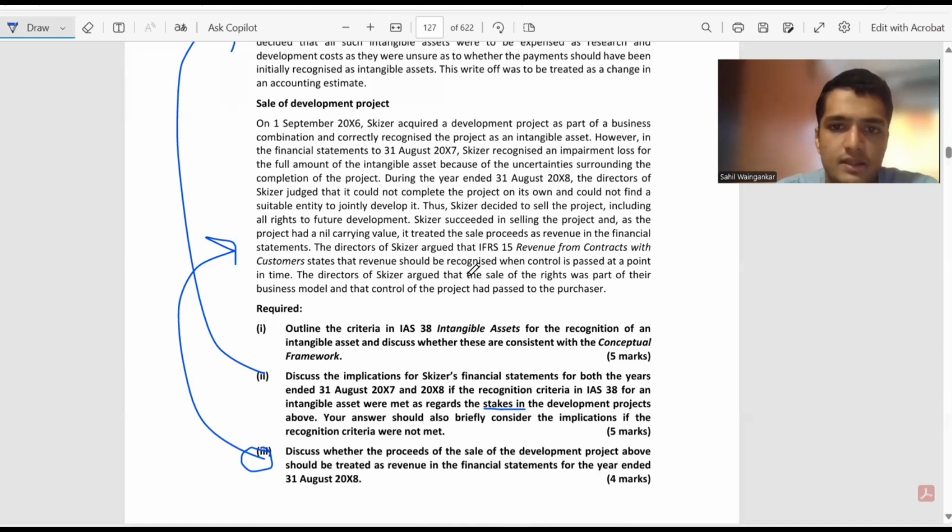The directors of Skizer argued that IFRS 15 revenue from contracts with customers states that revenue should be recognized when control is passed at a point in time. The directors of Skizer argued that the sale of the rights was part of their business model and the control of the project has passed to the purchaser. Thus, whether the sale proceeds of the development project will be treated as revenue in the financial statements for the year ended 31st of August 18.